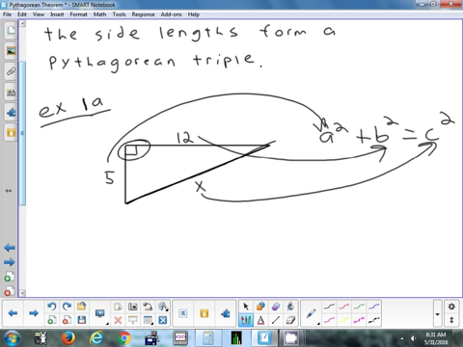So I got 5 squared plus, what am I filling in for B? B. 12, yep. And what are we filling in for C? What is it? Yeah, they decided to call it X. They didn't use C. That's fine. And now our goal is to solve that problem.